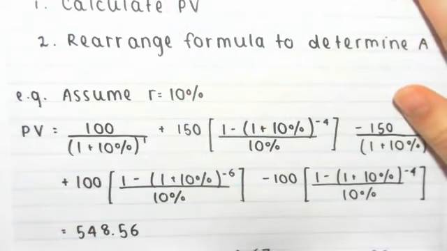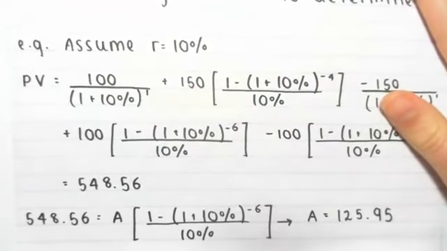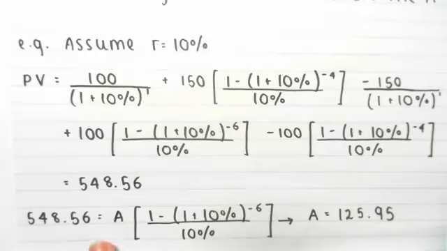Now what we have to do then is take this normal formula of present value and rearrange it. So we've got the present value, we've got 6 periods, so all we have to do is divide that by this whole thing, and we get an equivalent annuity of $126. And that's how we calculate what an equivalent annuity would be. So calculate first your present value and then calculate what A would be.